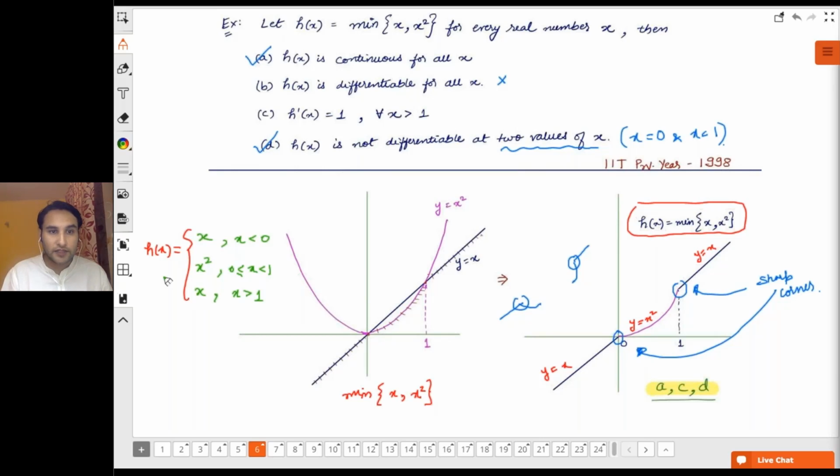It is always very simple to differentiate this. Guys, always remember, if you know the function, finding its differentiation is very simple. Just differentiate these individual functions. What is the differentiation of x? 1. What is the differentiation of x square? 2x. What is the differentiation of x? 1.